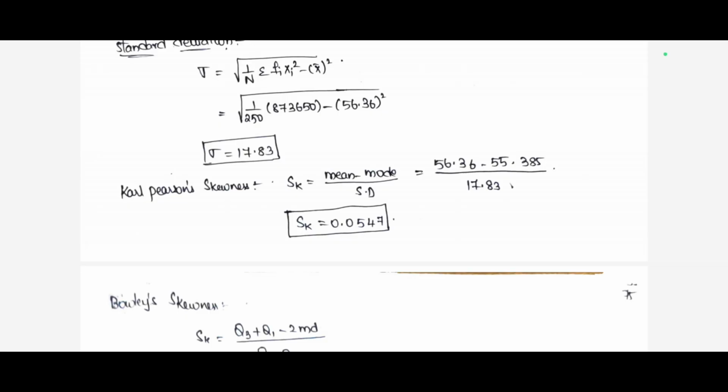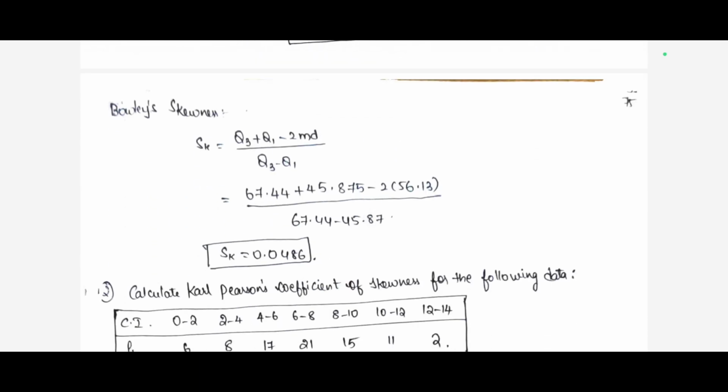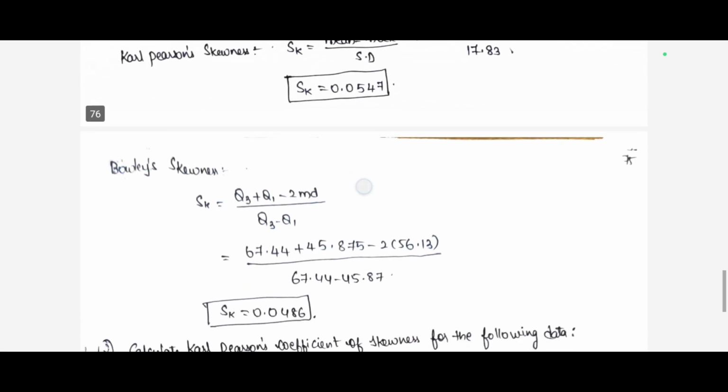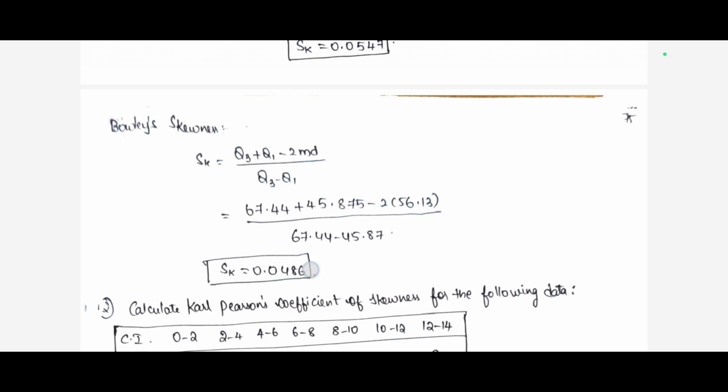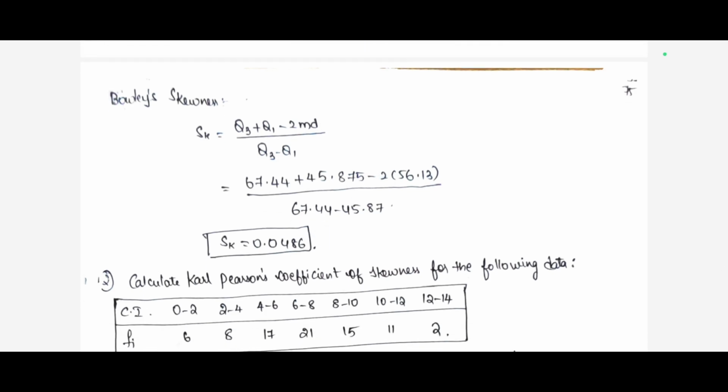The Karl Pearson coefficient of skewness, which is mean minus mode divided by standard deviation, we got as 0.0547. The Pauli coefficient of skewness is 67.44 plus 45.875 minus 2 into 56.13, divided by 67.44 minus 45.87, and we got 0.0486. So both are almost equal. We have to do the calculation like that.